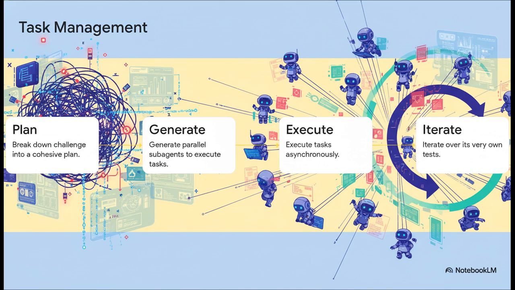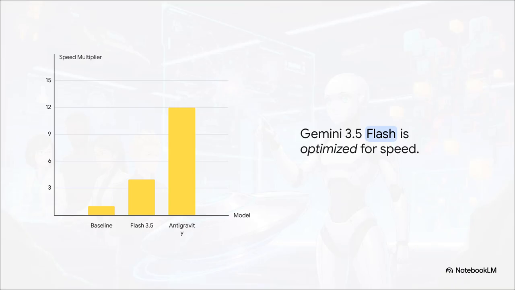The Antigravity harness takes a huge challenge, breaks it down into a cohesive plan, and then generates those subagents in parallel to tackle different pieces of the puzzle simultaneously. They execute asynchronously, and crucially, this is the crazy part, they generate, audit, and iterate over their very own tests without any human intervention. Obviously, pulling this off requires some serious compute.